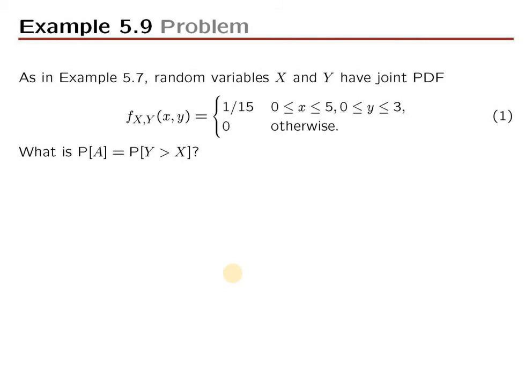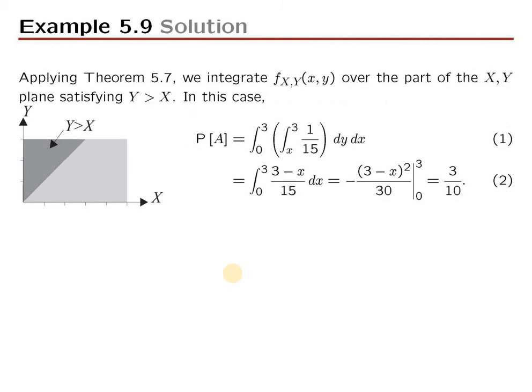Now let's do another example. The example says that random variables X and Y have a joint PDF given to you as 1 by 15. The question is, what is the probability of A, for y greater than x? Now to apply the theorem, integration over the interval using integration by parts.